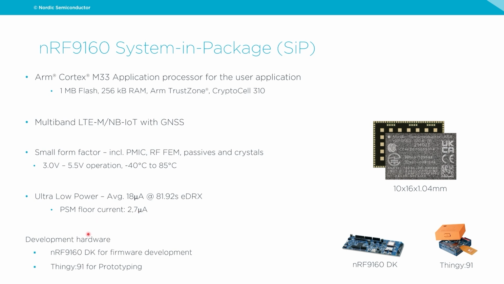And when it comes to development hardware, there are two choices. You can use the nRF9160 development kit, which is this one here with a blue PCB. And you also have the Thingy:91 for prototyping. So the Thingy:91 is a prototyping platform that has a built-in rechargeable battery. It has a variety of sensors, so that you can actually use this for field trials and more advanced deployments without having to create your own hardware.